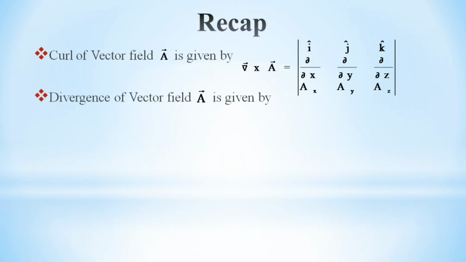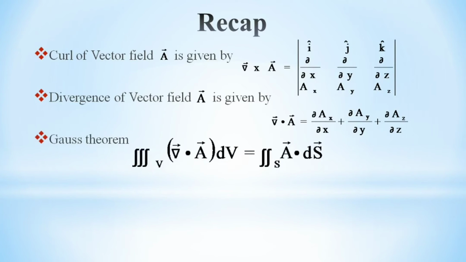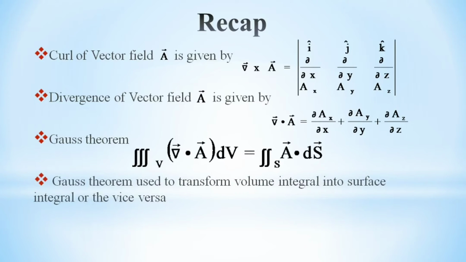Divergence of a vector field A is given by del dot A is equal to dou Ax by dou x plus dou Ay by dou y plus dou Az by dou z. Gauss theorem is given by the volume integral of del dot A dV is equal to the surface integral of A dot dS. Gauss theorem is used to transform volume integral into surface integral as well as surface integral into volume integral.